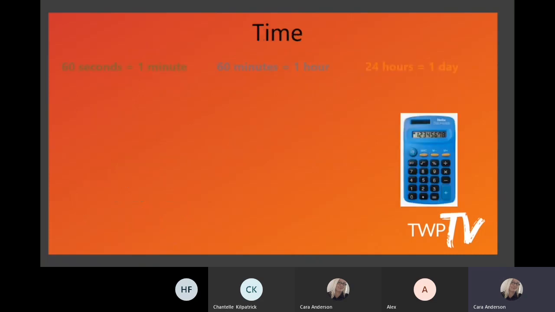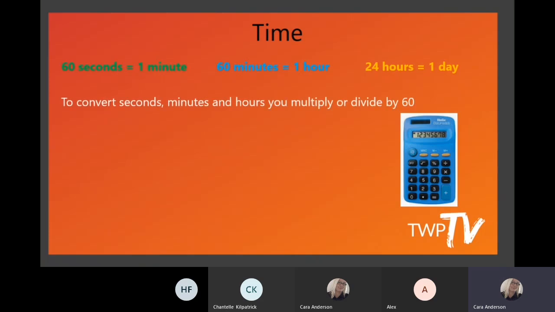So first of all, looking at time. Obviously there's 60 seconds in 1 minute, 60 minutes in 1 hour, and there's 24 hours in a day. That is basically all you're going to need to know. Hopefully you already know that. So to convert your seconds, minutes, and hours, you multiply or divide by 60. And to convert your days and hours, you multiply or divide by 24.